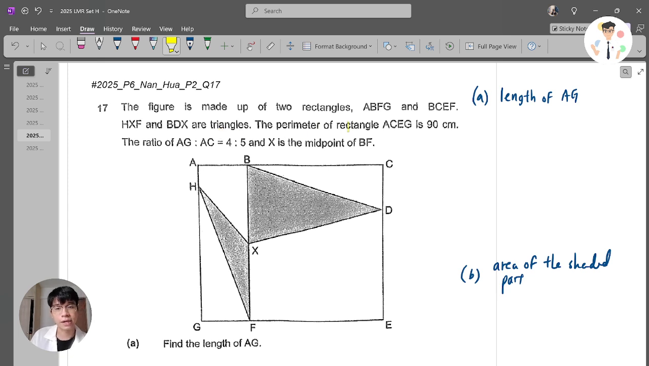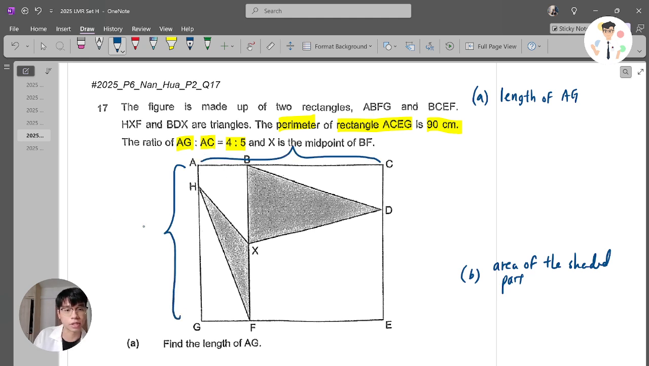The perimeter of rectangle ACEG is 90 cm. The keyword here: ACEG, the whole thing here, is 90 cm. The ratio of AG to AC is 4 to 5. So it means that AG is here, and AC is here. It's actually 4 units, 5 units.